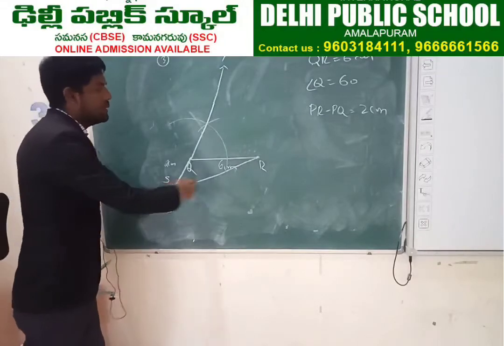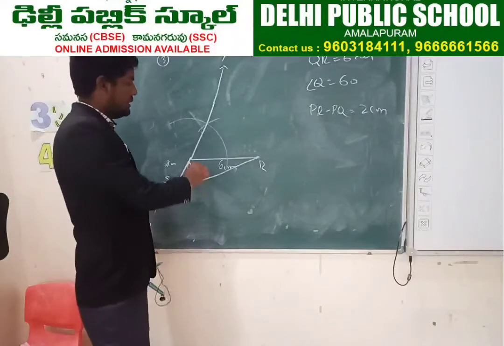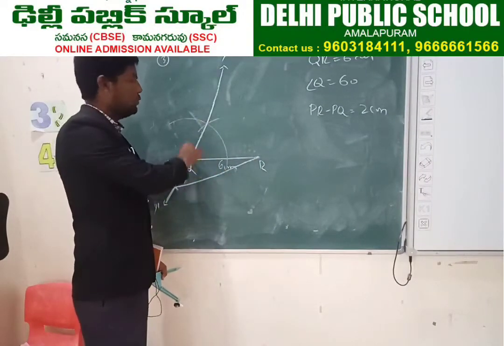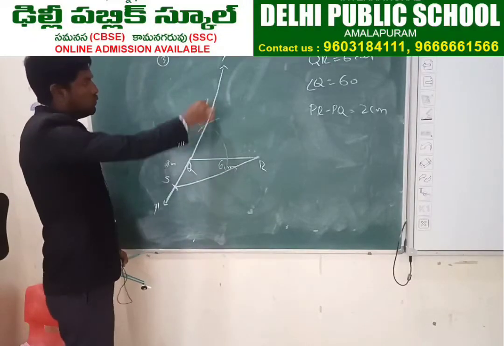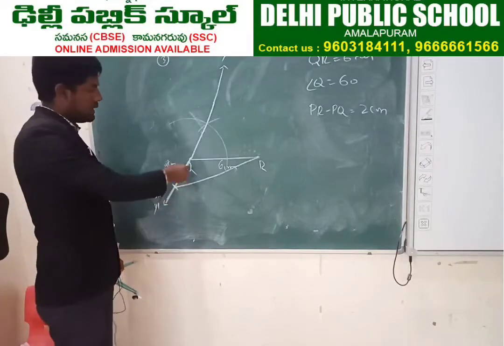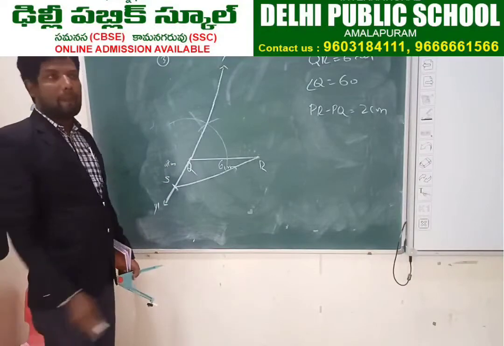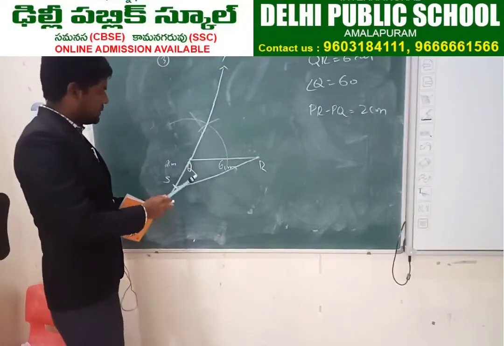After this, construct the perpendicular bisector of RS. First step, what we have done? Taken QR as 6 centimeters. Based on that Q, we have constructed the 60 degrees angle. Then extend this QY to QY dash. Then take 2 centimeters, Q to S. From S R, you have to construct a perpendicular bisector.